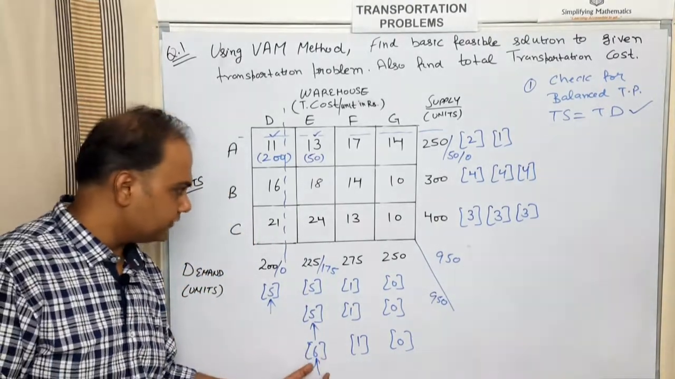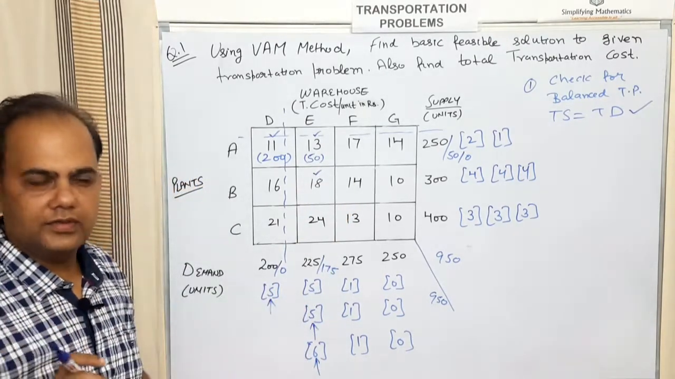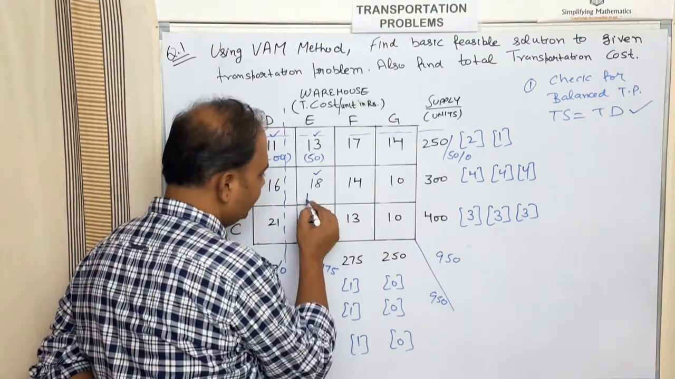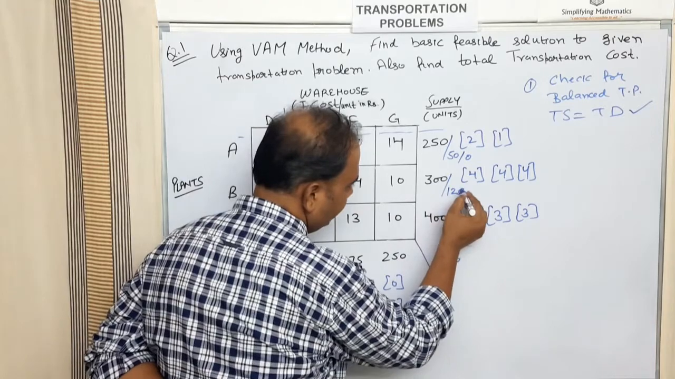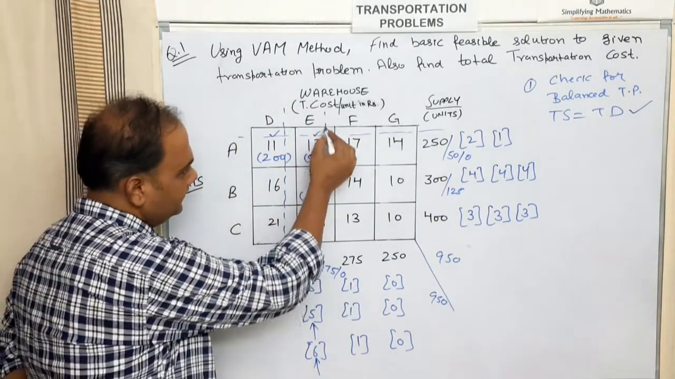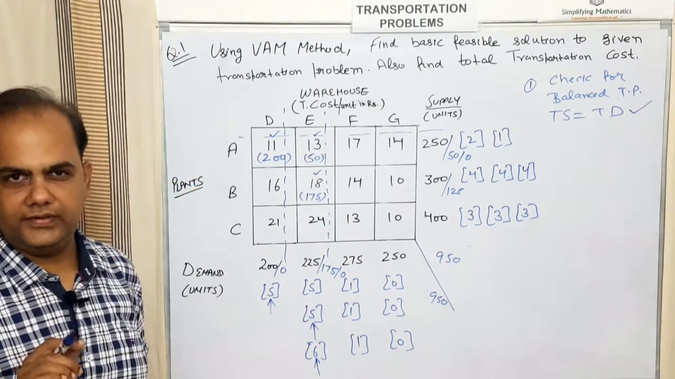Now corresponding to this value, which is minimum? 18. So this is the cell where units are to be allocated. The minimum of 175 and 300, so that is 175. Here we are left with 125. Here we are left with 0. This means the demand of this warehouse is also satisfied.